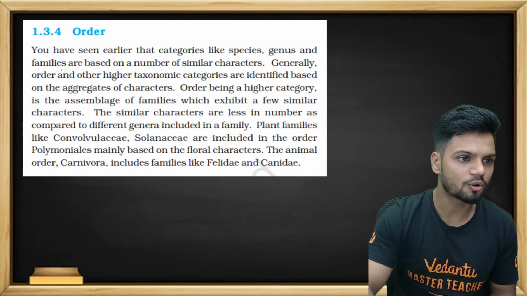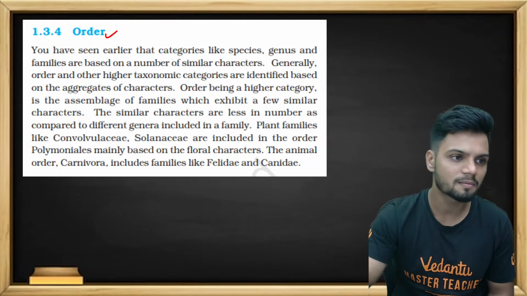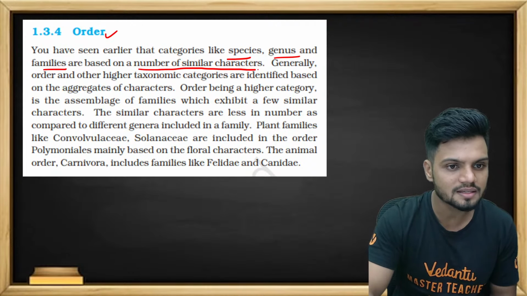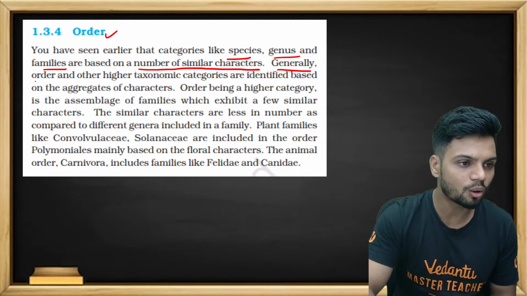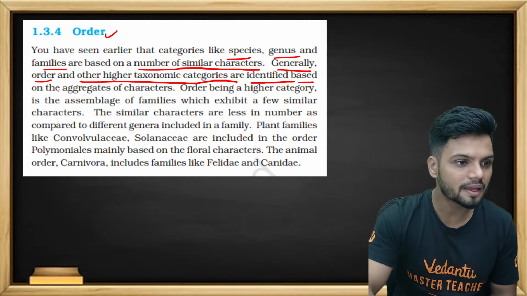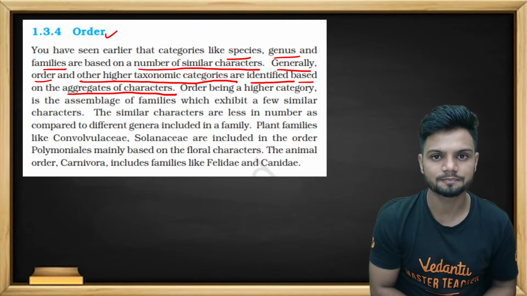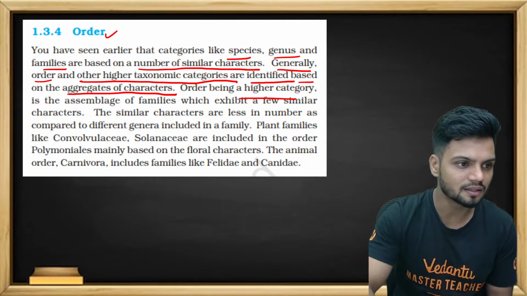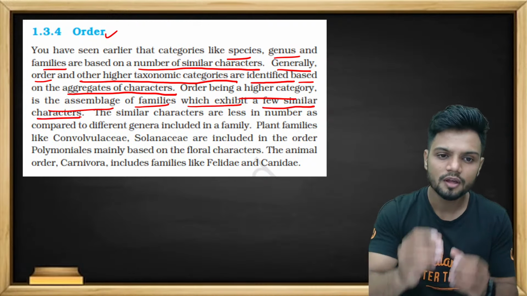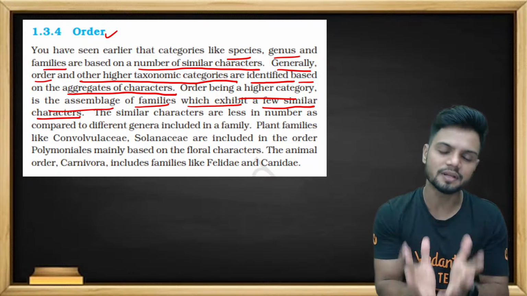Okay. Next one is order. Now tell me, in order there will be fewer similarities now. So we have seen earlier categories like species, genus and family are based on the number of similar characters. Generally, order and other higher taxonomic categories are identified based on an aggregate of characters. Orders are a higher category, an assemblage of families which exhibit very few similar characters, as I told you, as we go up. And what is order? Order is nothing but a group of families. That's all.